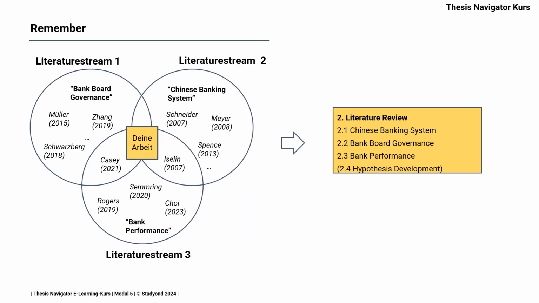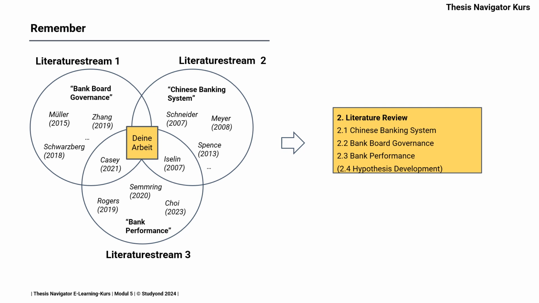What you can also take away from this example is the usefulness of Venn diagrams. Specifically, it can be extremely helpful for you, regardless of the topic you're working on, to create such a diagram summarizing the literature streams that are directly or indirectly connected to your topic. Once you have such a diagram, you can almost directly derive the structure of your literature section from it.